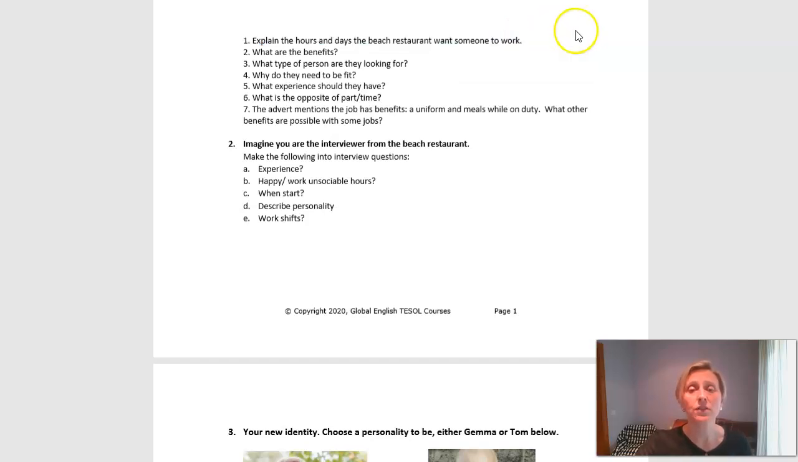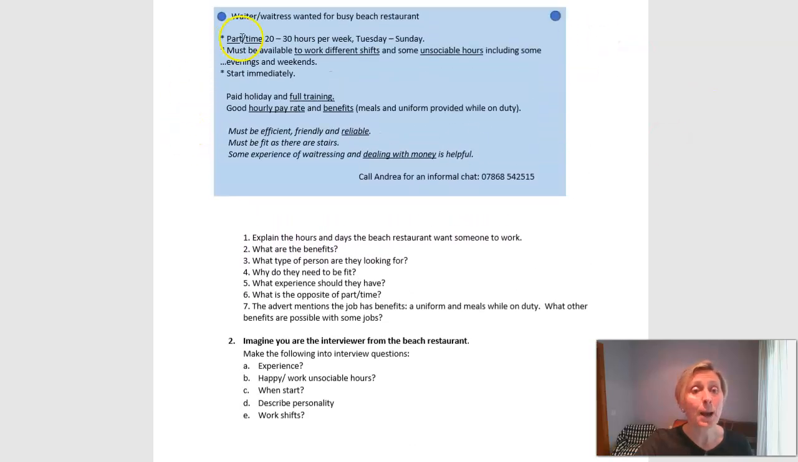So for example, in the first one, explain the hours and days the beach restaurant wants someone to work. What I want them to use is the word part-time. They might just say 20 to 30 hours. At that point I'd say, is that full-time? And hopefully then they'd be using the key vocabulary. And all those questions are designed to do that, to draw out the vocabulary and check their understanding.